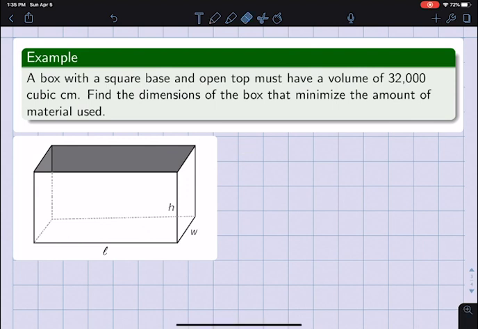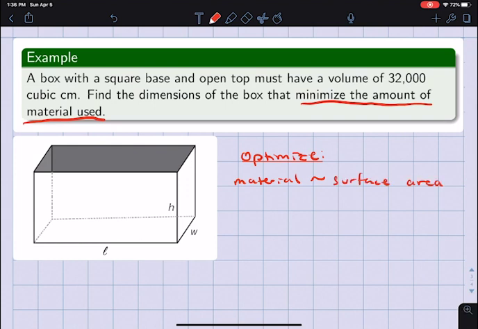First, we should start by identifying the quantity we want to optimize. If we read carefully, we see that we want to minimize the amount of material used. This is sort of related to the surface area of the box, but we need to modify the formula to not include the top of the box. That means we have 2 sides of area h times w, 2 sides of area L times h, and only 1 side of area L times w.